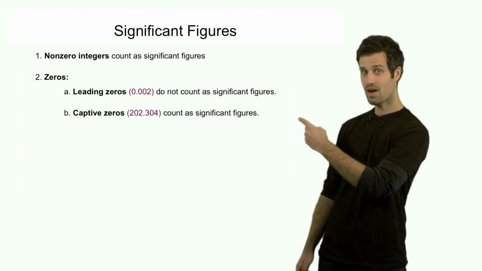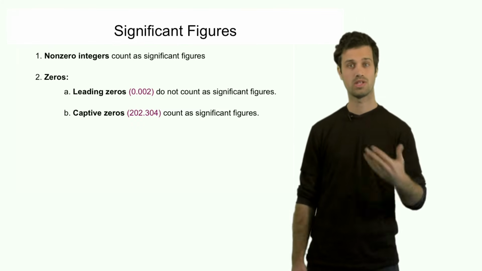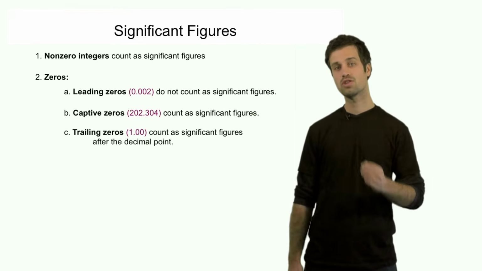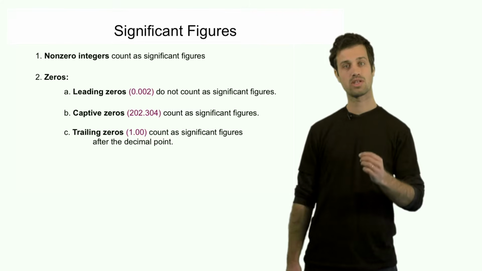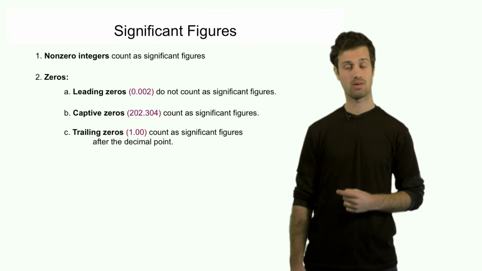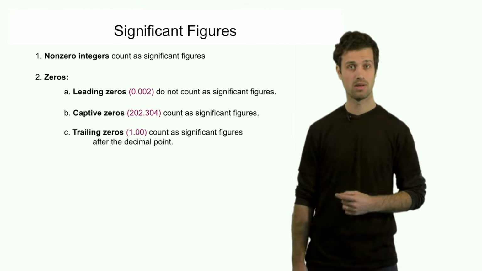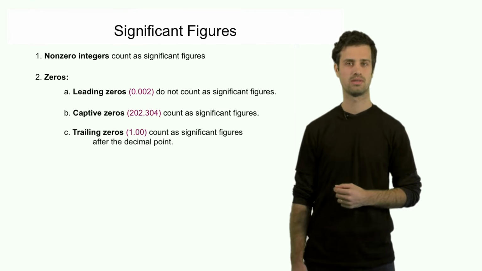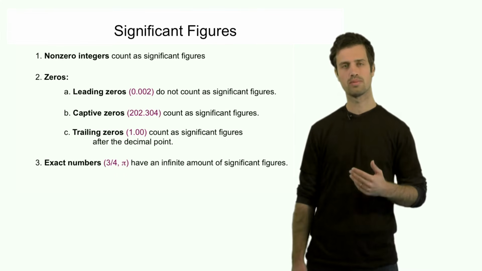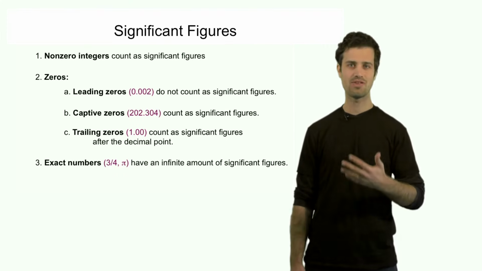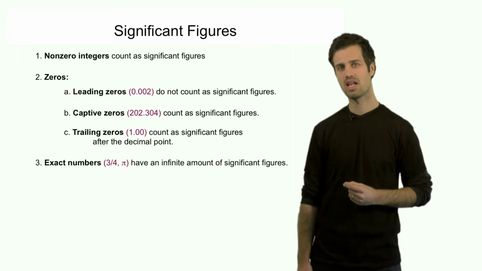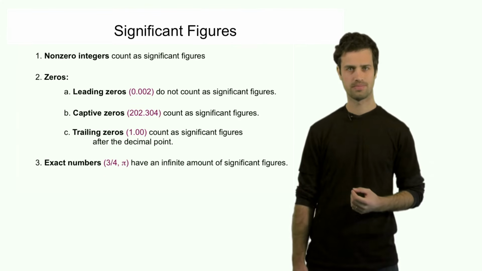So in this particular number here, I count 6 digits. They're all significant, so this number has 6 significant figures. If the zeros appear as trailing zeros, then the trailing zeros are counted as significant behind the decimal point. So in this number here, 1.00 has 3 significant figures. The 1 and the 2 zeros are all significant. Finally, if you deal with exact numbers, like for instance a fraction, 3/4, or pi, these numbers are infinitely precise and have an infinite amount of significant figures. So these numbers will never be a limiting factor in calculations.